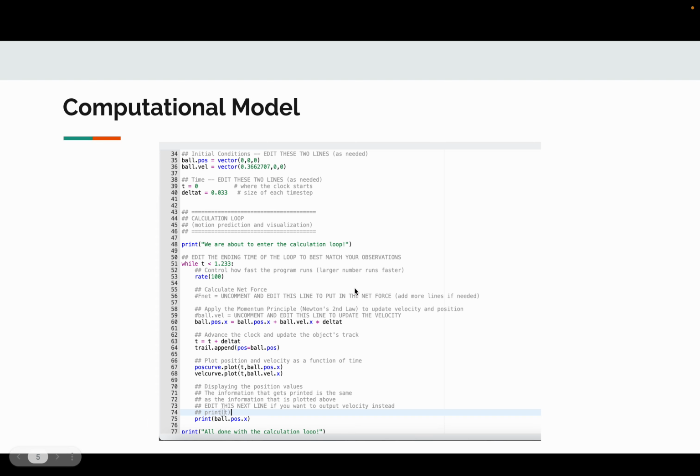So to give you a quick overview of the computational model itself, we set the initial position and velocity vectors based off of the initial velocity that we've recorded, set the delta t based off of the data we've recorded as well, and then compute the position update formula using the predetermined time steps within the loop. As you can see right here, the ball's x position is updated based on its current position and the velocity multiplied by the change in time. And then the time and ball position are printed at every time step.